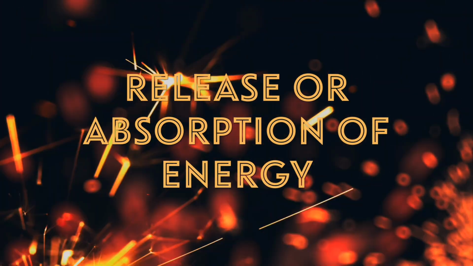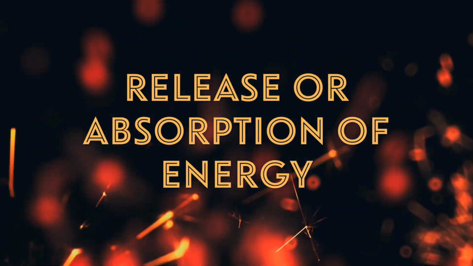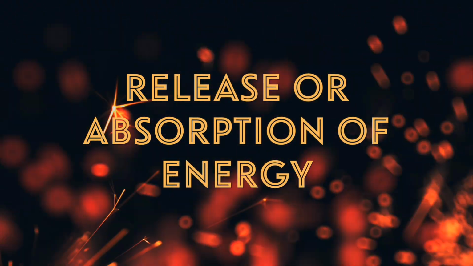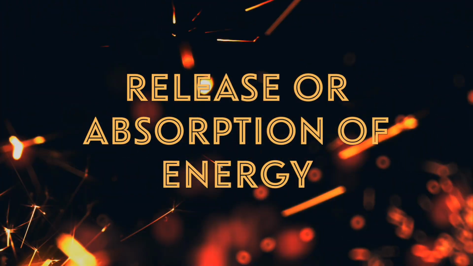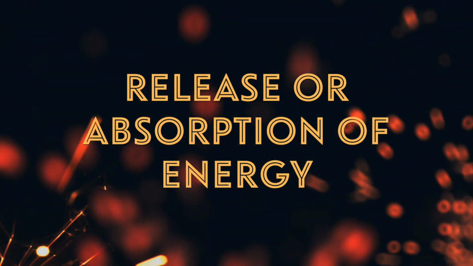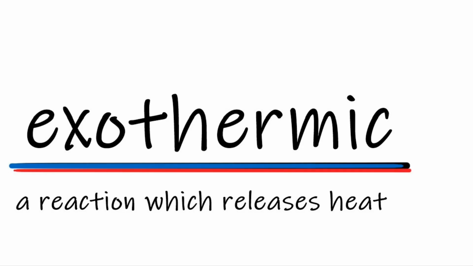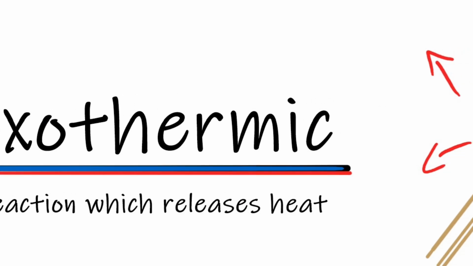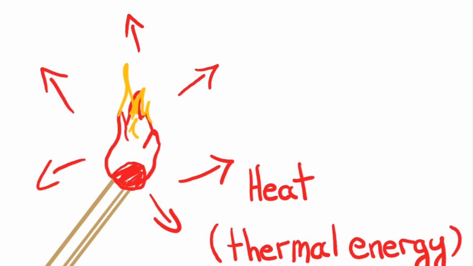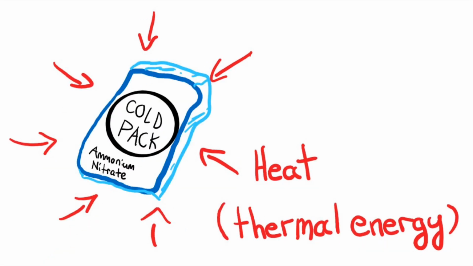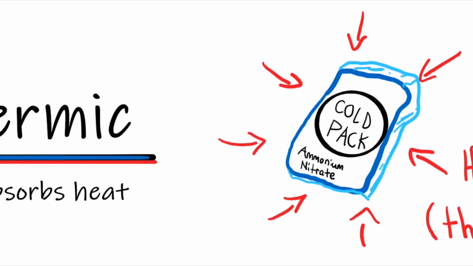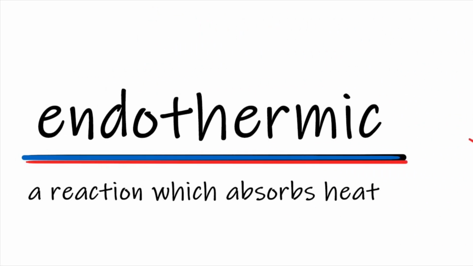Release or absorption of energy can also be an indicator of a chemical change. Thermal energy, light, or sound can often be released in chemical reactions. When a reaction releases thermal energy, or releases heat, it is called exothermic. Burning or cooking something involves releasing thermal energy. Some reactions, like the formation of crystals in instant cold packs, absorb thermal energy and are called endothermic.